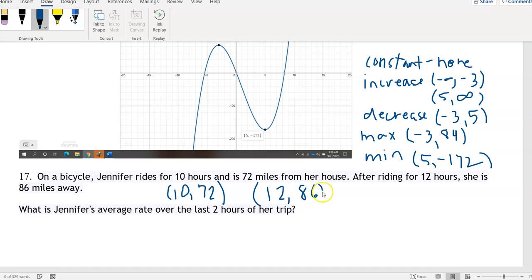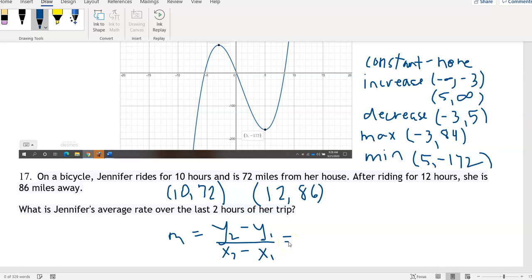And an average rate of change is always going to be using our slope formula. And really, when we look at it over the last 2 hours, that is what our 10 to 12 is. That's the last 2 hours. So let's remember our slope formula is y2 minus y1 over x2 minus x1.